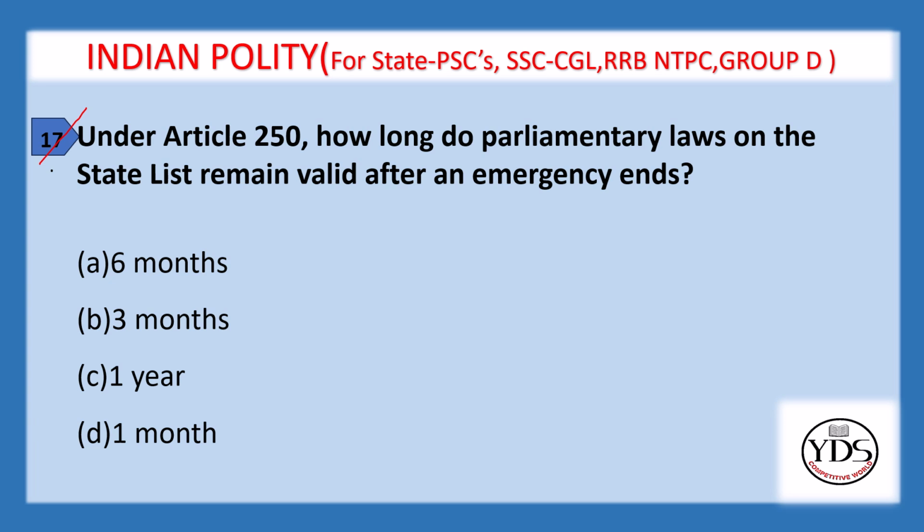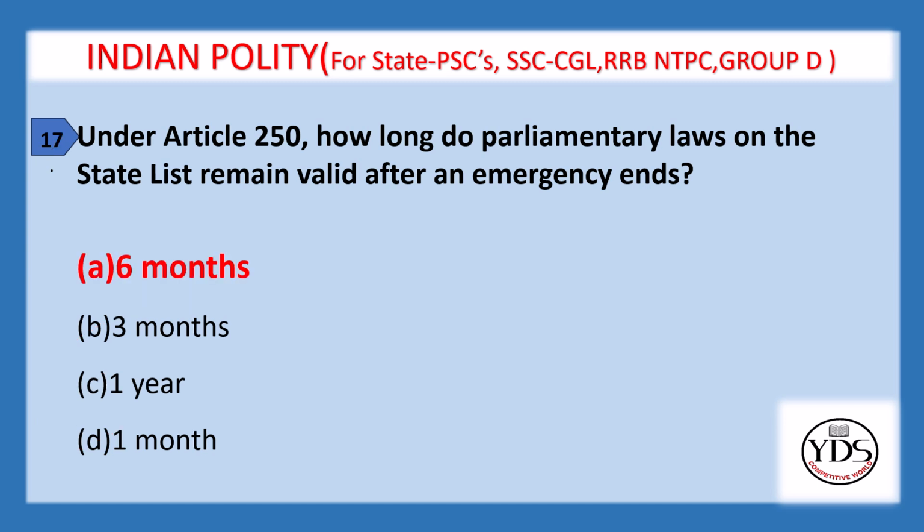17th question. Under Article 250, how long do parliamentary laws on state list remain valid after an emergency ends? Option A 6 months, option B 3 months, option C 1 year, option D 1 month. Option A 6 months is the correct answer.